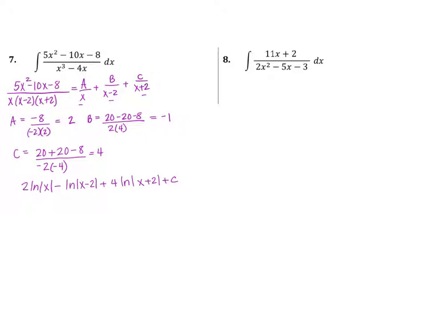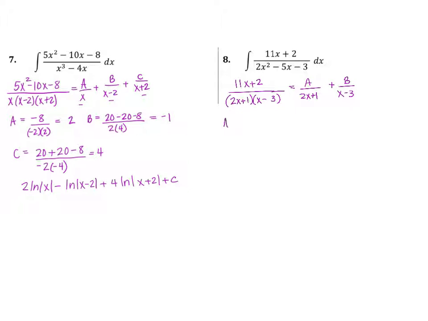And again, breaking this apart, we do need to factor the denominator. And so we're going to have 11x plus 2 over, we've got 2x and x. It looks like we have 3 and 1, minus 3, positive 1. So we're going to have A over 2x plus 1 plus B over x minus 3.